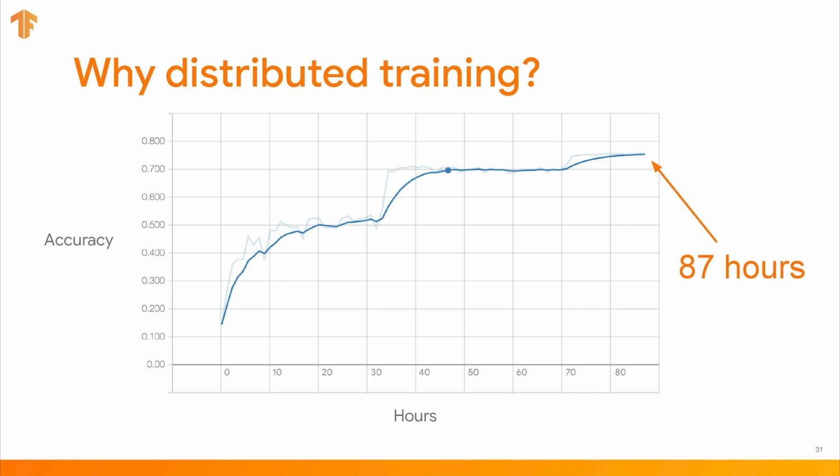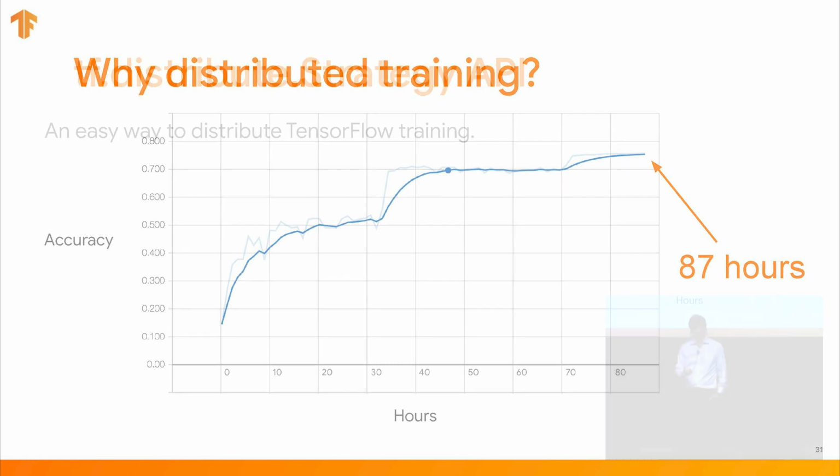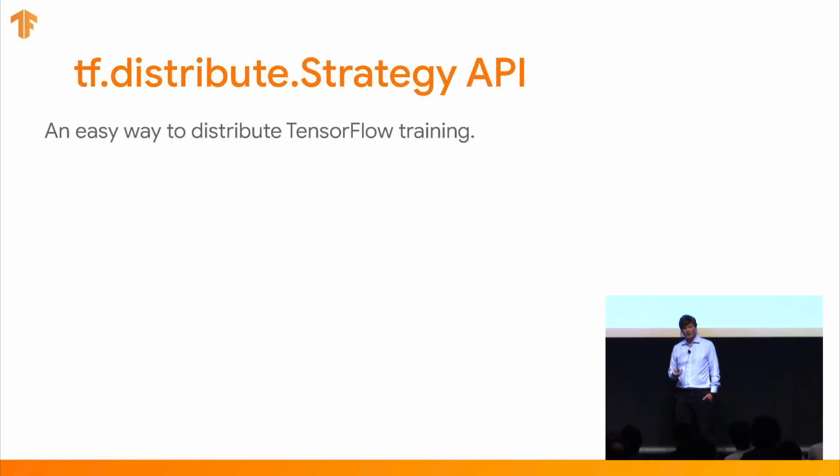Going down from 87 hours to 10 minutes enables you to actually experiment with ideas very quickly, as opposed to starting an experiment and waiting for 1 or 2 days before you can do the next iteration. And I think this is game changing. So I hope I convinced you that distributing your computation, if it takes a very long time, is a very good idea. So let's talk about how you do that with TensorFlow's distribution strategy API.